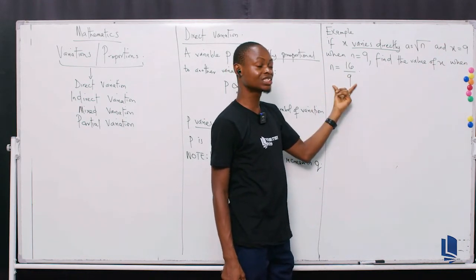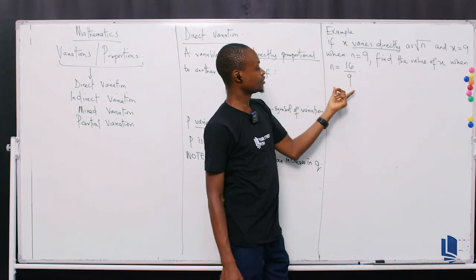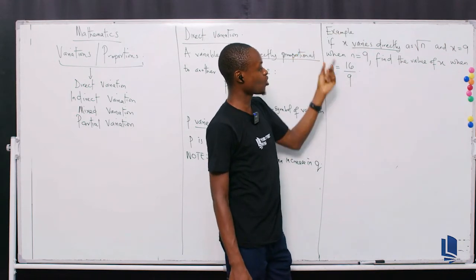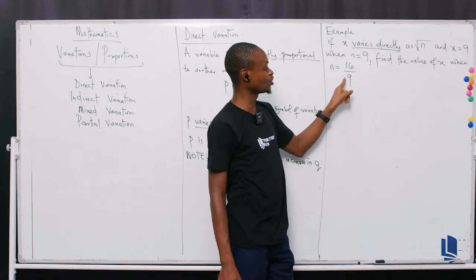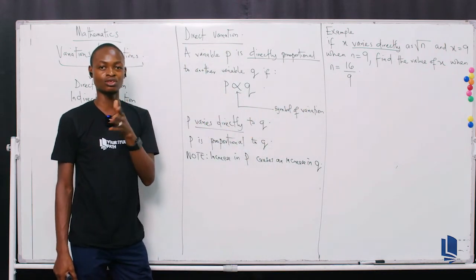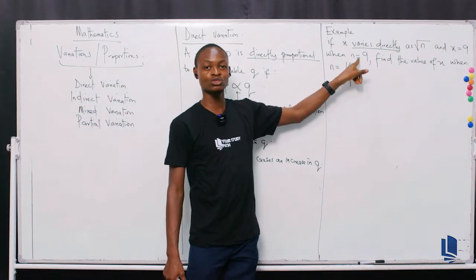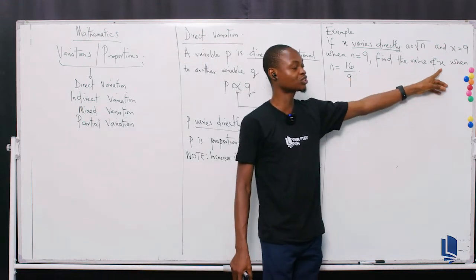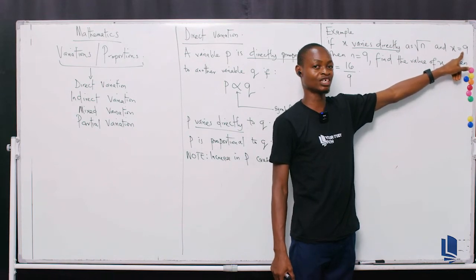n is now 16 over 9. Now, n was originally 9. The new n is 16 over 9. Obviously, n has experienced a decrease in value. 16 over 9 is roughly 1.7 something or 1.8 something. So obviously, n has decreased from 9 to 16 over 9. So you are expecting that whatever value of x you get, it has to be smaller than the previous value of x, which was 9.